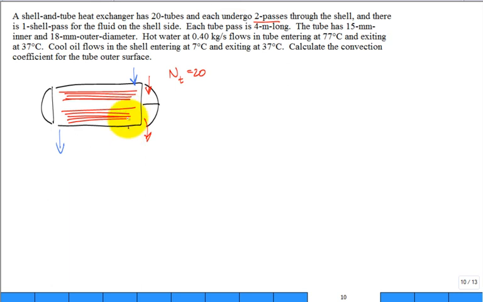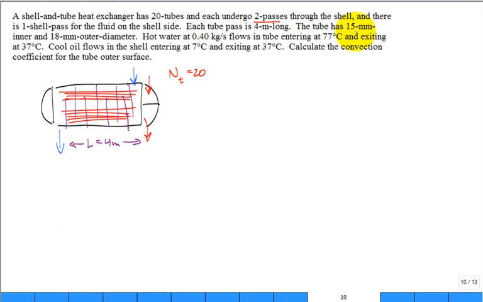Yes, there's some baffles to promote the flow going back and forth across the tubes. Like that. So the flow goes back and forth on the shell side across the tubes. The length of each pass is 4 meters.